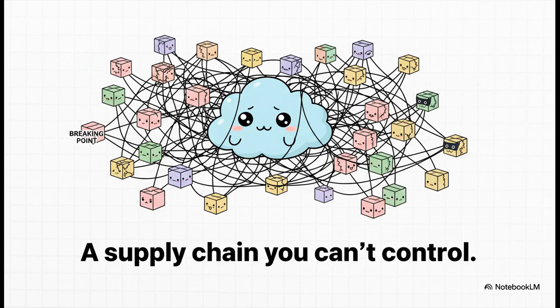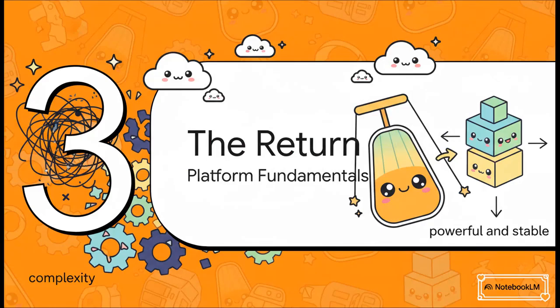And every single one of those is a potential security hole or a breaking change just waiting to happen. You end up with this massive invisible supply chain that you never asked for and you can't really control. But here's the thing. This isn't a story of doom and gloom. Not at all. Because as that big pendulum swings away from all this complexity, it's swinging back towards something incredibly powerful and stable, the web platform itself.